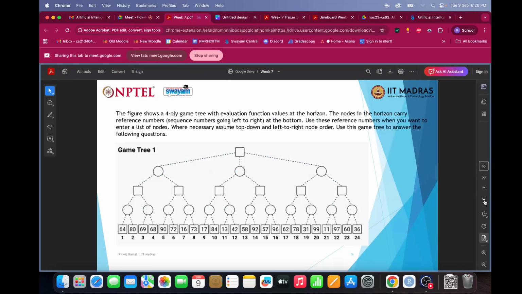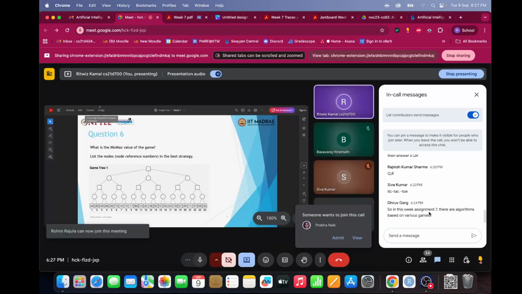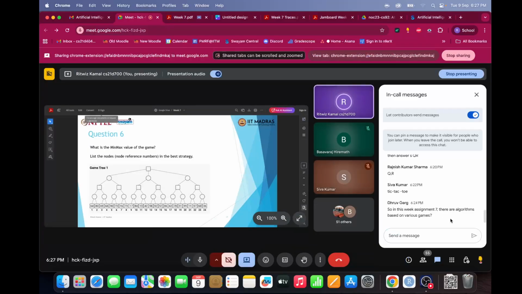Okay, now with that in mind, the first question about this game tree tells us to use the min-max algorithm and find the min-max value of the game. This is similar to the win, loss, and draw tree that we just did, just that here we have integers in place of 3 discrete possible values in the game, right? So here we have different integers, and you have to fill the different nodes based on the min-max strategy. So I'll let you solve it and then we can discuss the solution after a couple of minutes.